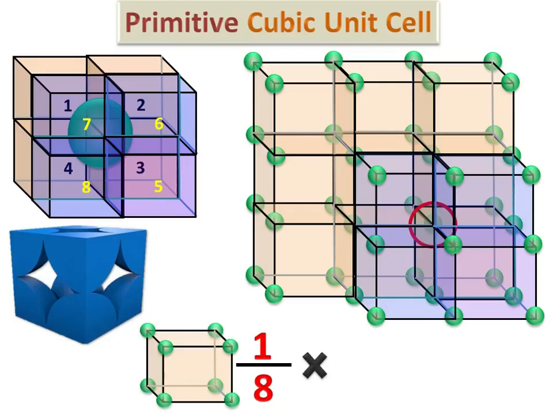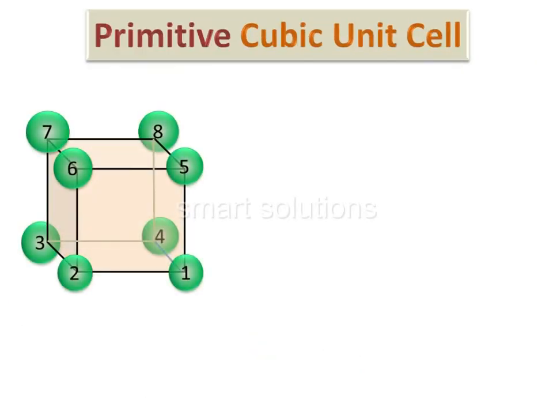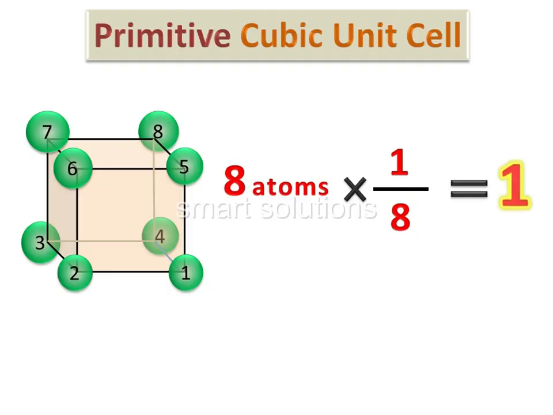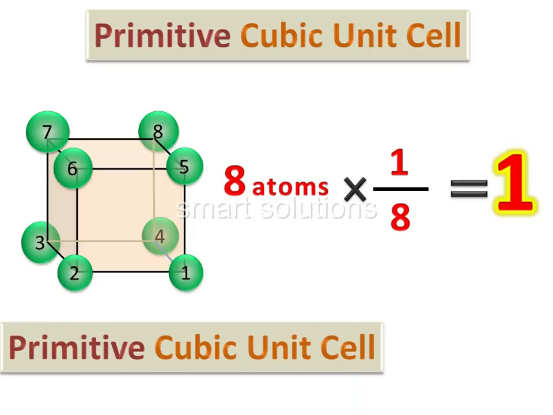A cubic unit cell has 8 corners, and each corner is occupied by one atom. So, we are taking 8, but each atom in the cubic unit cell is shared with 8 unit cells. So, we are multiplying 1/8 by 8, which is equal to 1 atom. So, the number of atoms in a primitive unit cell is equal to 1 atom.